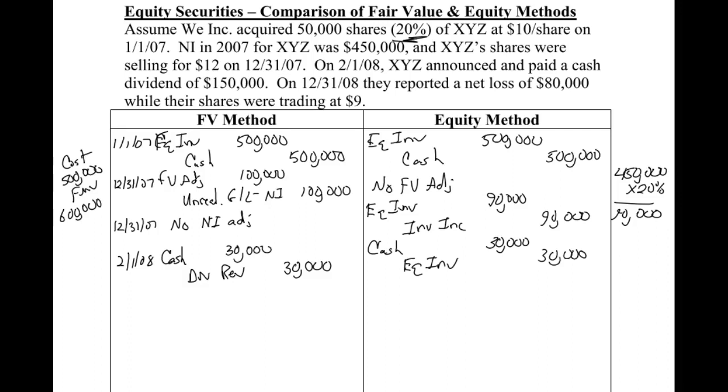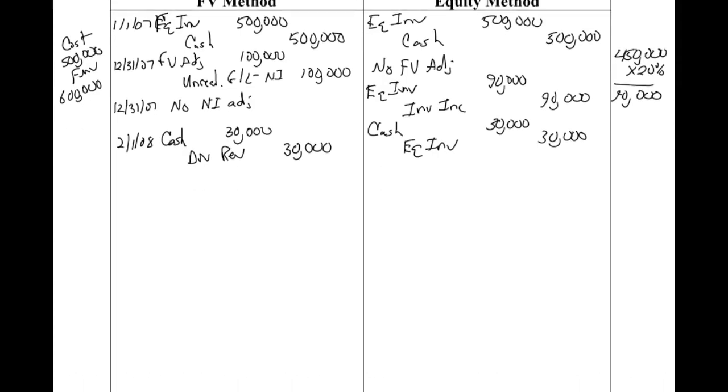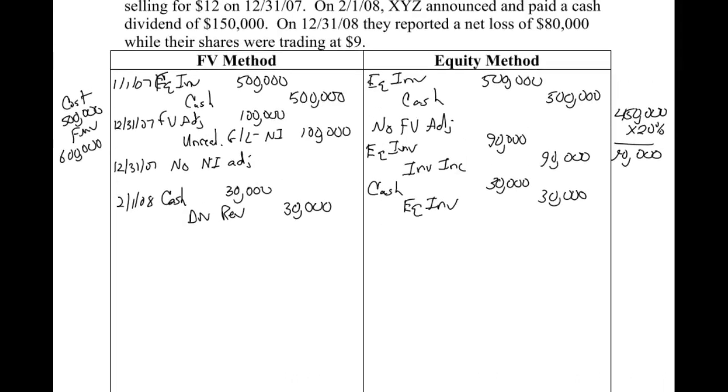All right, now let's jump ahead to the end of the year. This time there's a loss, and the shares had gone down to $9. So I'm gonna scroll down a little bit here, let me come down to the bottom. We're at 12/31 of '08, and let's do the market value adjustment first.